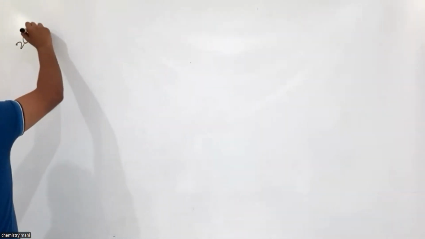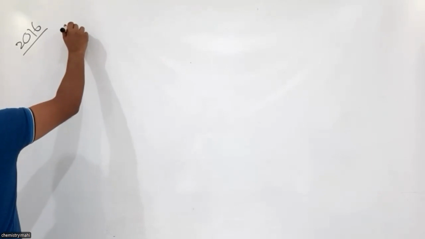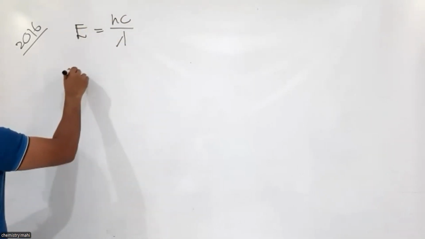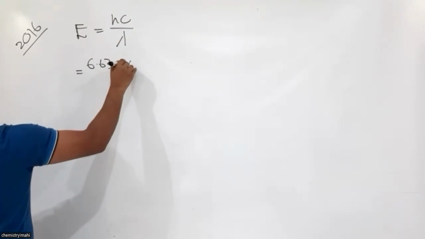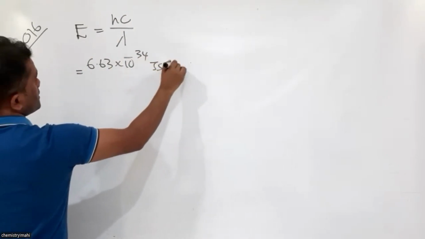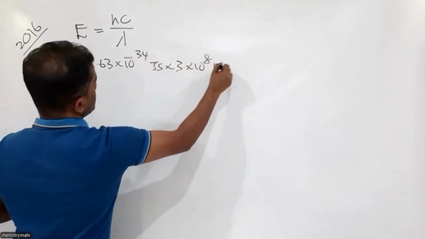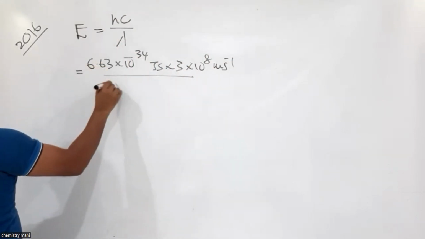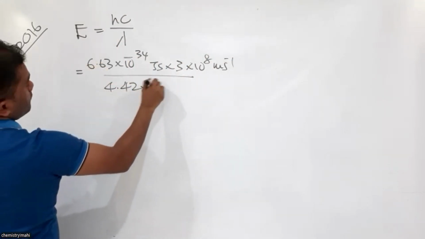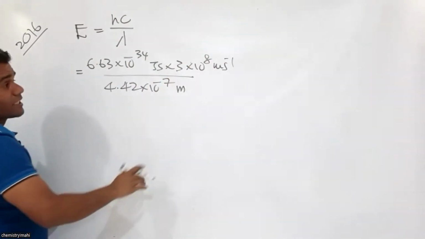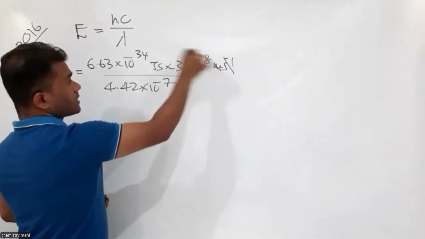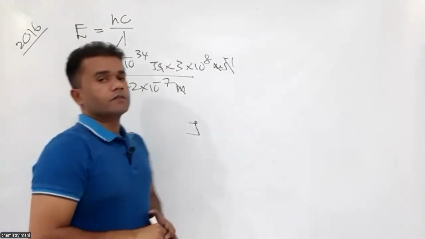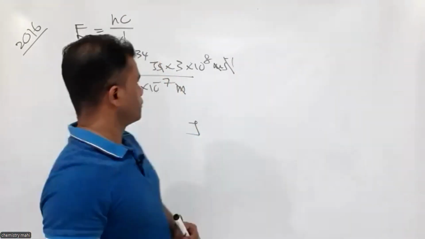Since I'm talking about 2016, since lambda is given and the question asks energy of photon, yes, we apply this equation again. Then 6.63, 10 to the power of minus 34 joule second, 3, 10 to the power of 8 meter per second, divided by what's the lambda value? It's 4.42, 10 to the power of minus 7 meter. Then simplify the unit: meter cancels, second per second cancels, we end up with joule. First simplify the unit, then you will get this very clear.